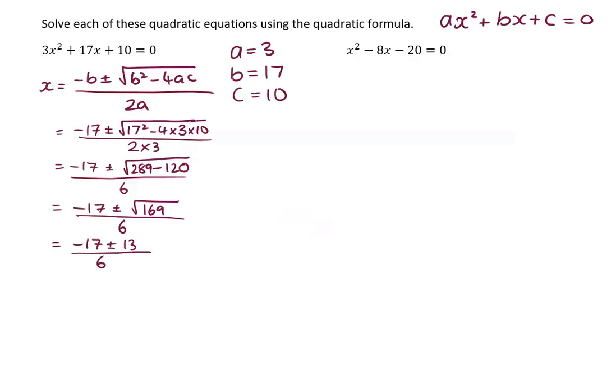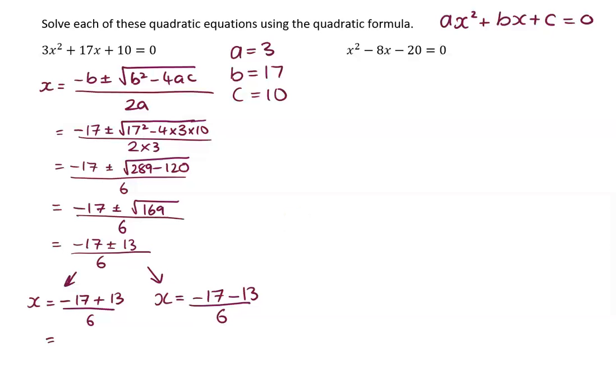We need to split into our two equations. So what we've really got here is two equations. We've got x equals negative 17 plus 13 over 6. That's our first equation. Now our second equation is the same, but it's x equals negative 17 minus 13 over 6. So that plus minus symbol is now two equations, one with a plus and one with a minus. And once we've got that, we can simply calculate our solutions.